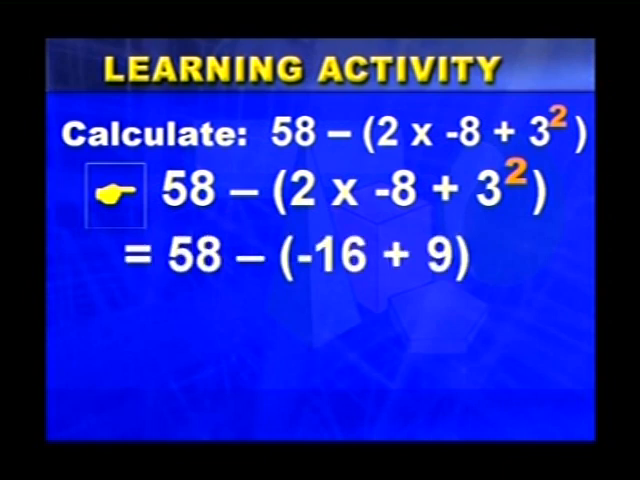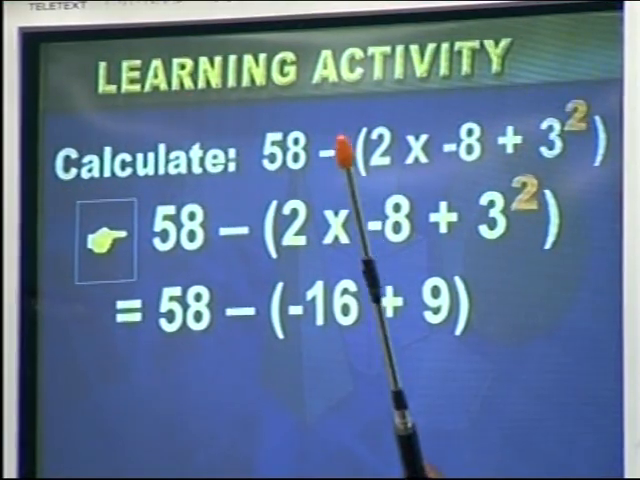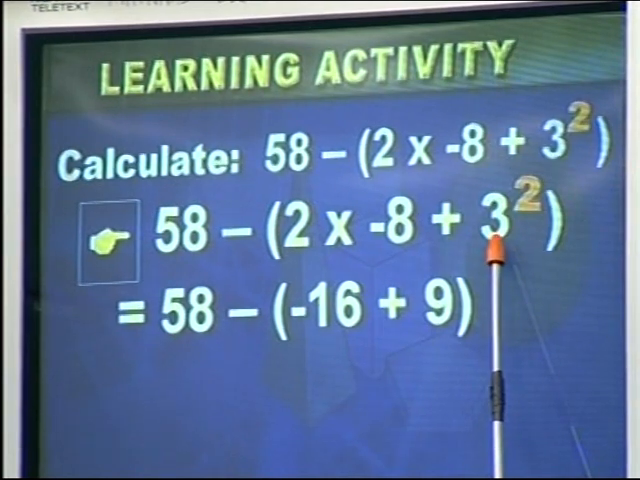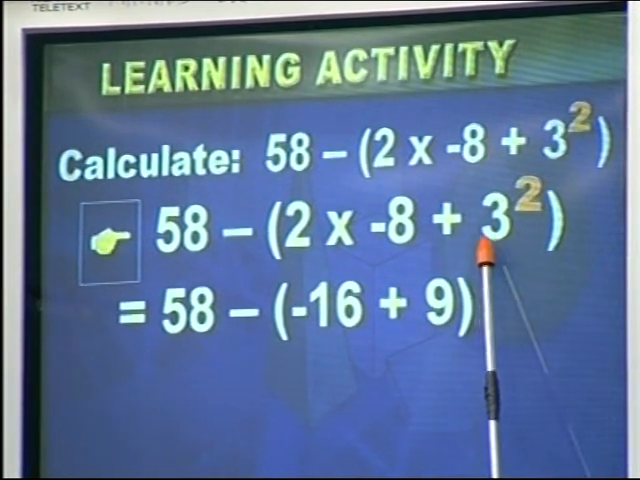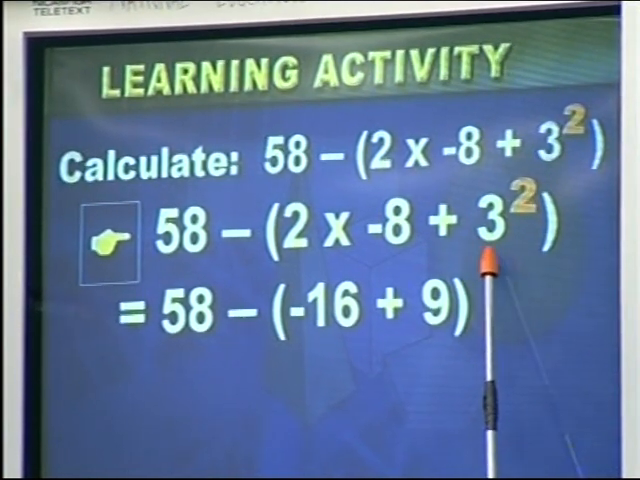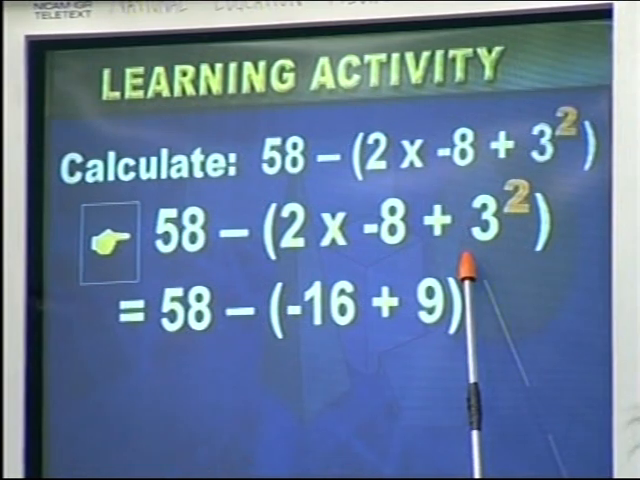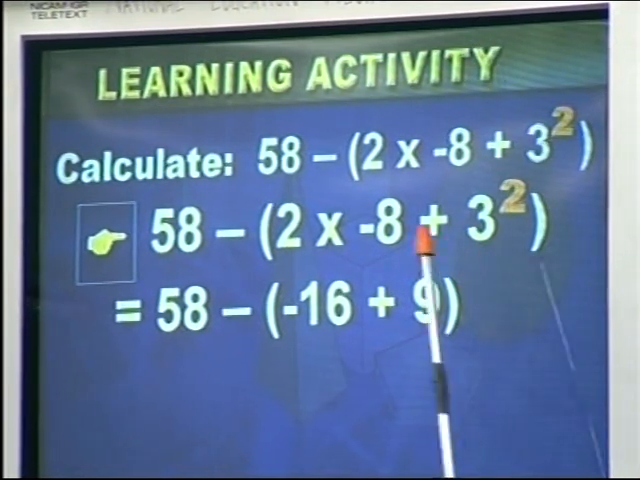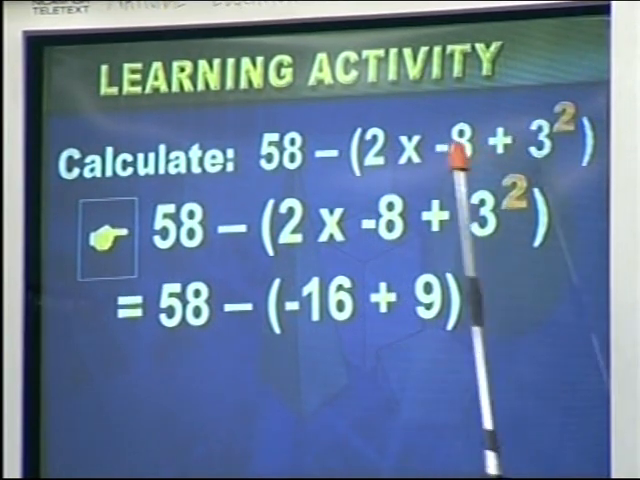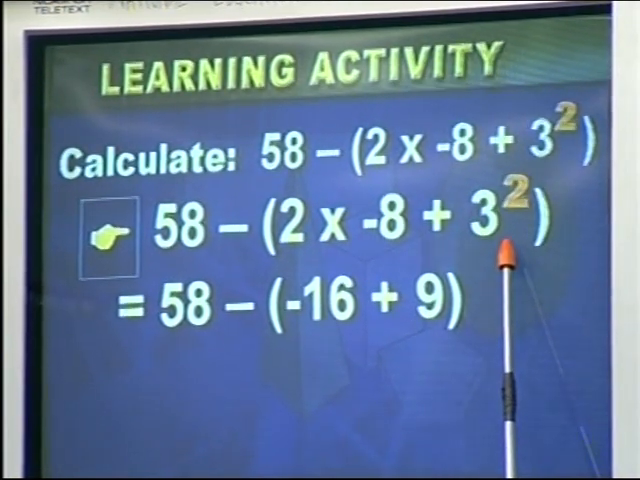We have 2 times -8, which is -16. Be reminded, the number that is also inside the grouping symbol comes in step number 2: 3 to the power of 2. So we multiply 3 how many times? 2 times. 3 times 3, which is 9. Now we have dealt with the numbers inside the grouping symbol.